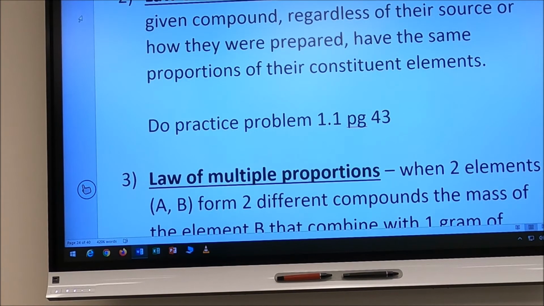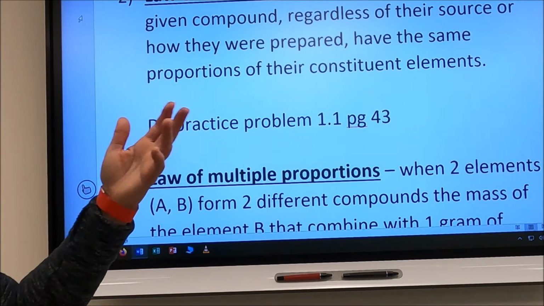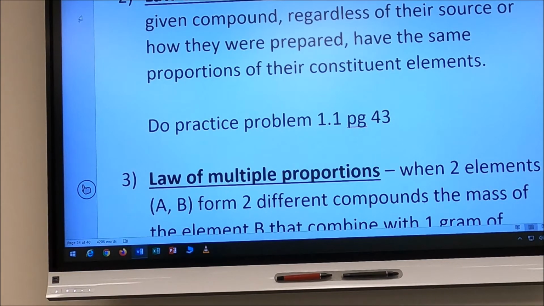Now, the law of definite proportion. It says all samples of a given compound, regardless of their source or how they were prepared, have to have the same proportions of their constituent elements. If I've got water, no matter if I got water out of my tap, your tap, or pulled it out of the river, if it's water, I've got to have the same ratio of hydrogen atoms to oxygen atoms. Now I am going to go through this problem with you.